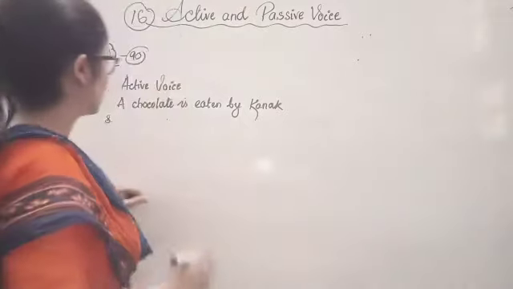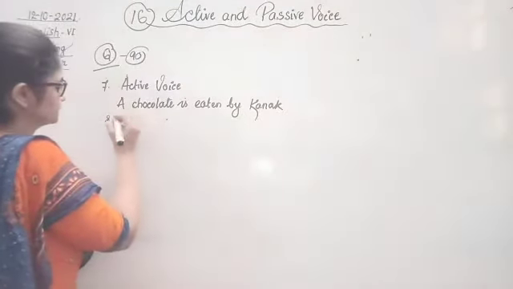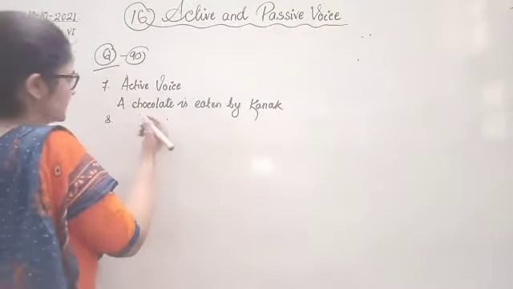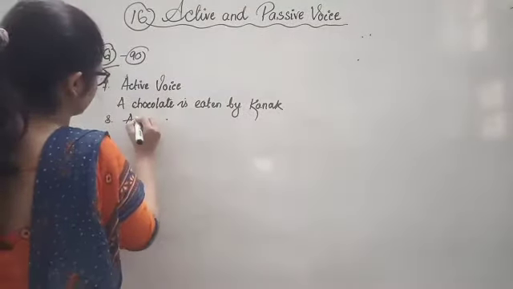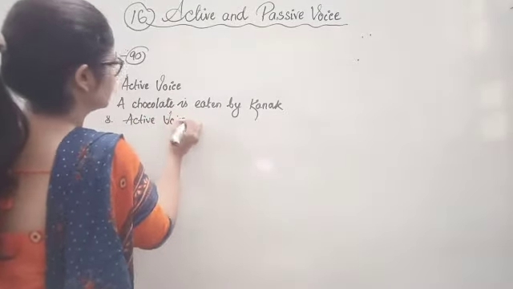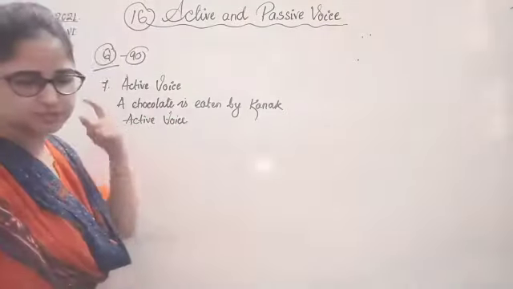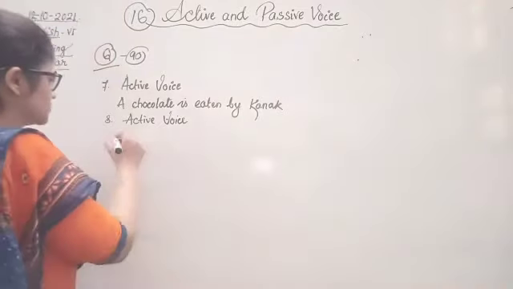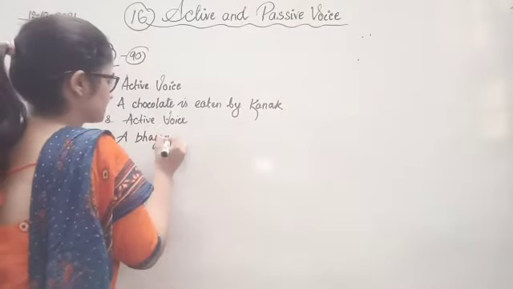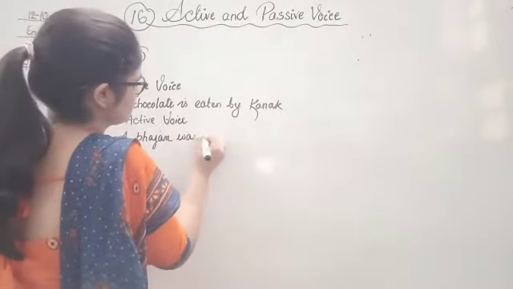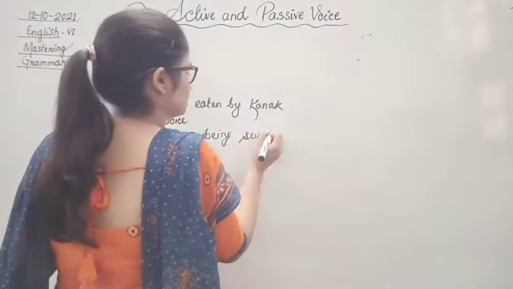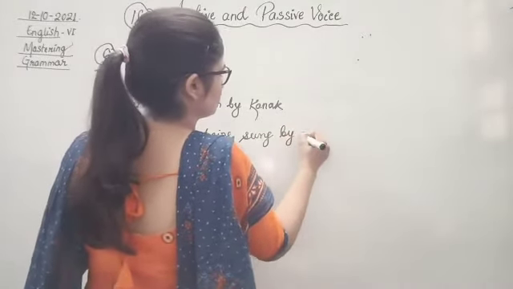Now number 8. Mother was singing a bhajan. Was singing, so it's in past continuous tense, active voice. The person who was singing, the doer, is the subject here. So mother was singing a bhajan. A bhajan was being sung by mother.